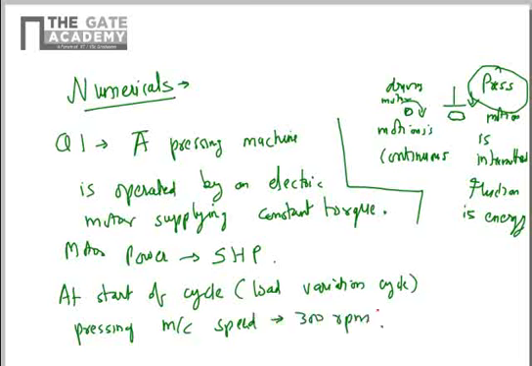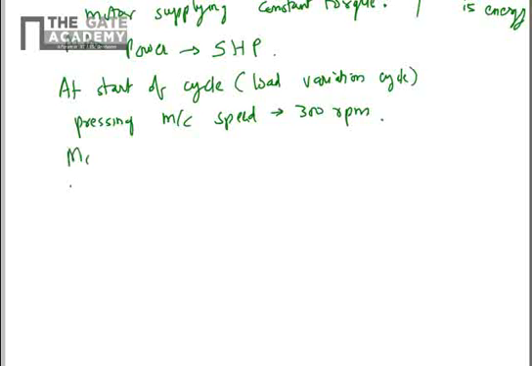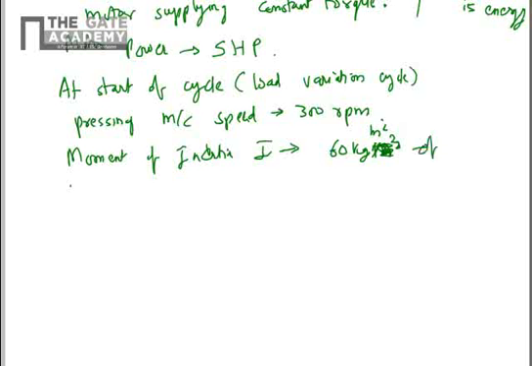And the moment of inertia of the flywheel is 60 kg meter square. So we'll consider that the flywheel is the main element in the driving shaft and the moment of inertia of the shaft is neglected. The flywheel is the major contributor and we will do calculation for only the flywheel. We will consider the flywheel inertia as the moment of inertia of the entire system.